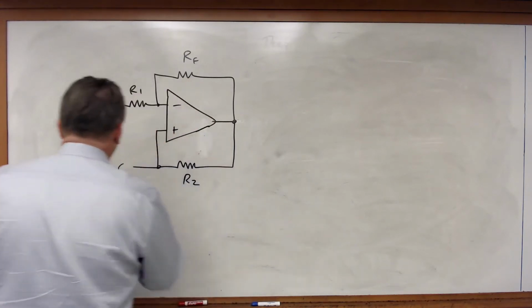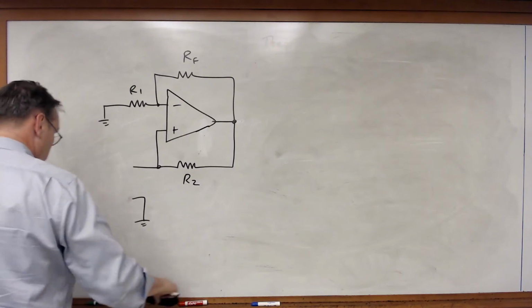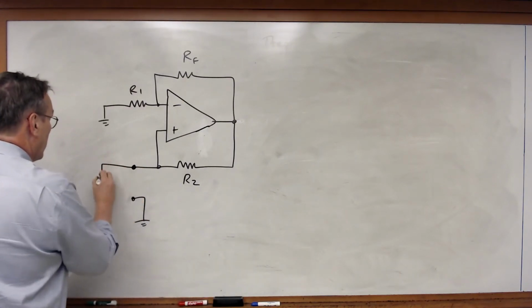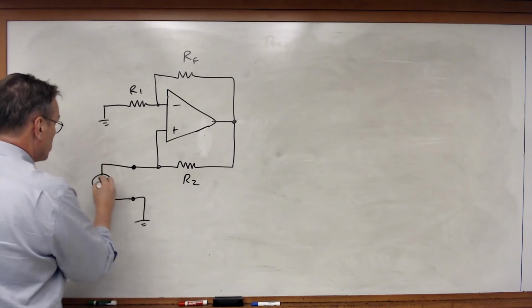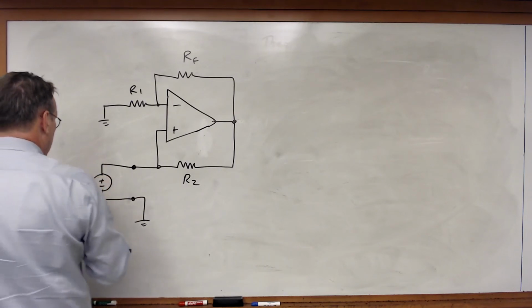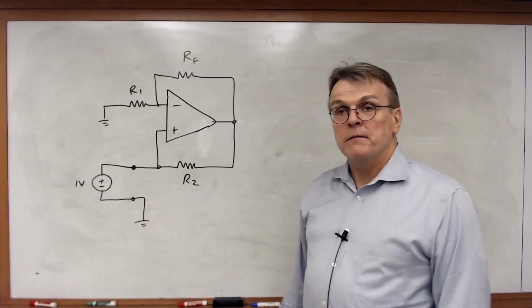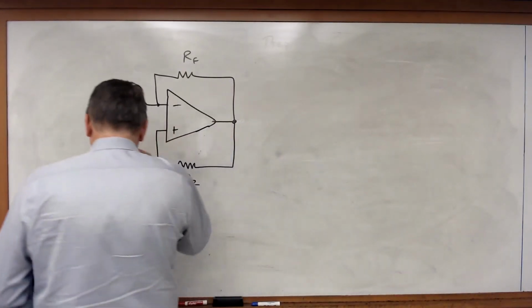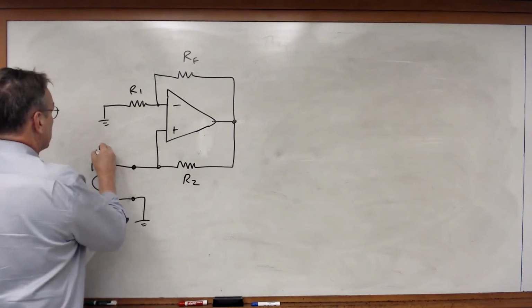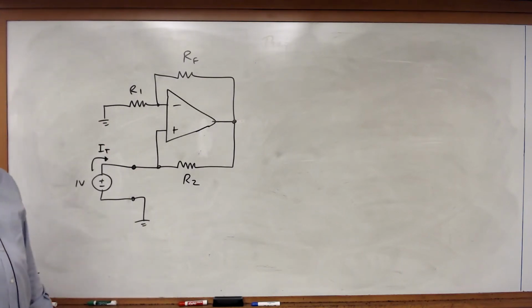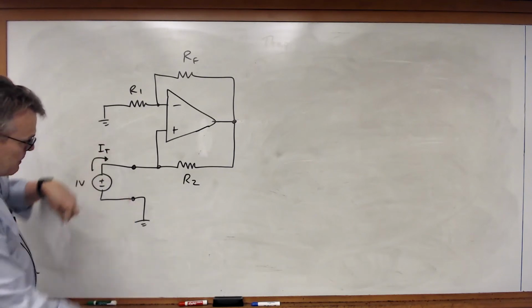I'm going to put a 1-volt source between the inverting input and ground. And according to source driving, I need to measure I sub t in order to find the equivalent resistance between those two nodes.